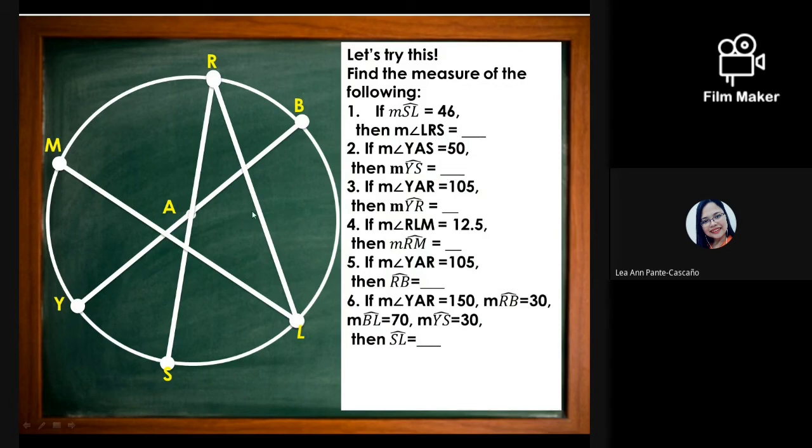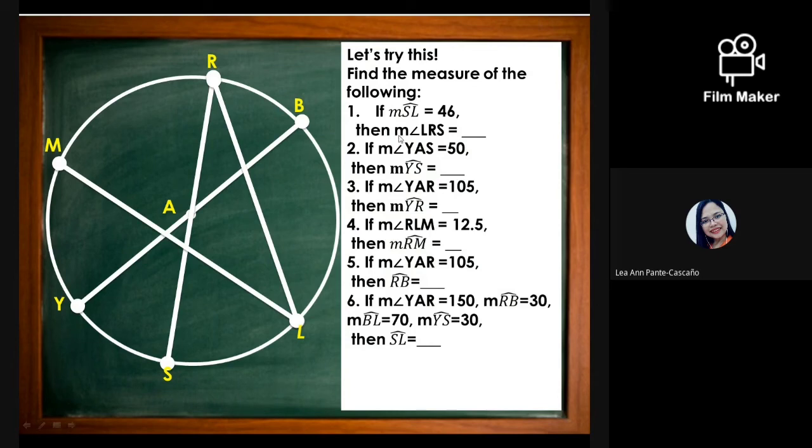Remember, the first thing that you need to do is to identify kung ang yung angle ay central angle or inscribed. Kapag central angle, pareho lang yung sukat ng angle at ng arc. Pero kapag inscribed, yung measure ng angle ay half na degree measure ng arc. Okay? Tapos kapag hinanap mo naman yung intercepted arc ng inscribed, doble naman siya ng degree measure ng ating angle.